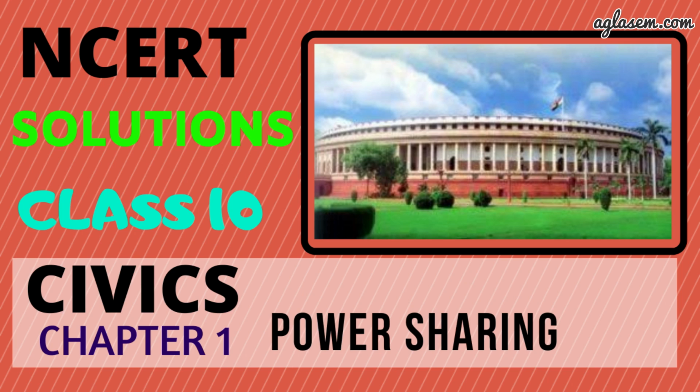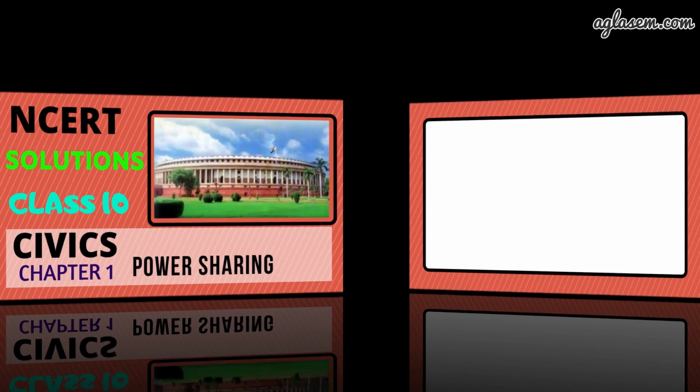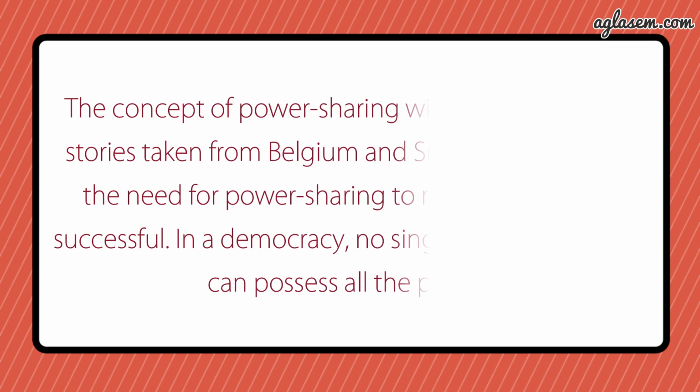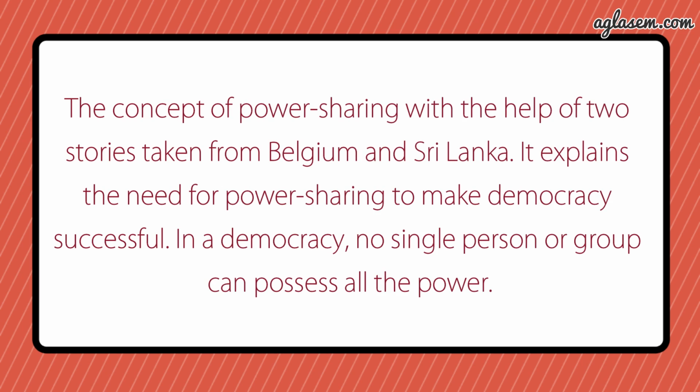Today in this video, I will be covering chapter 1 of class 10th Civics, that is Power Sharing. This chapter teaches the concept of power sharing with the help of two stories taken from Belgium and Sri Lanka. It explains the need for power sharing to make democracy successful. In a democracy, no single person or group can possess all the power. So students will learn here the different forms of power sharing. So let's discuss the questions and answers.